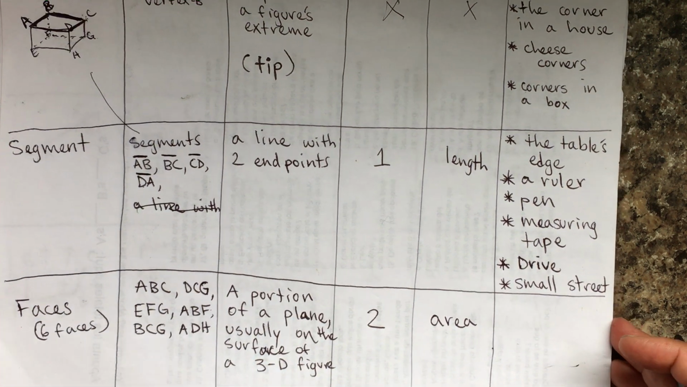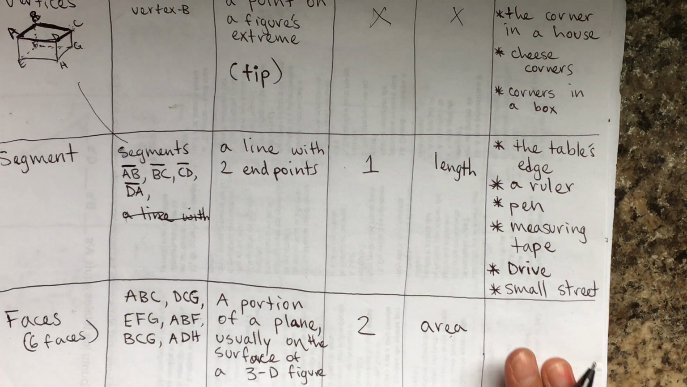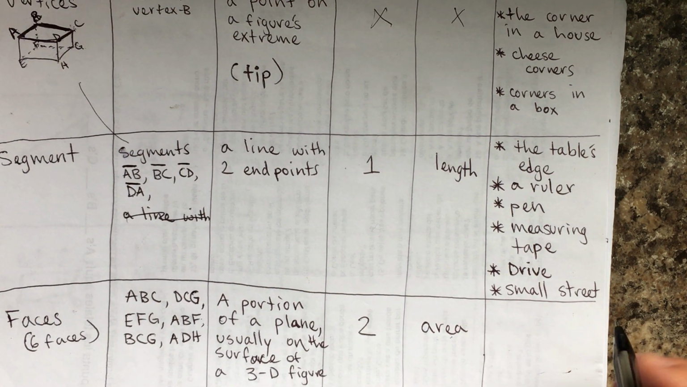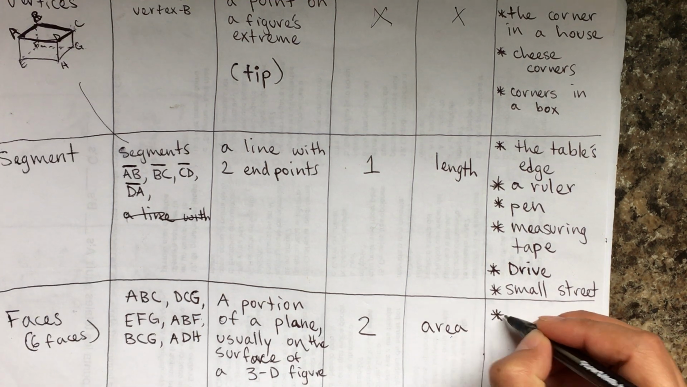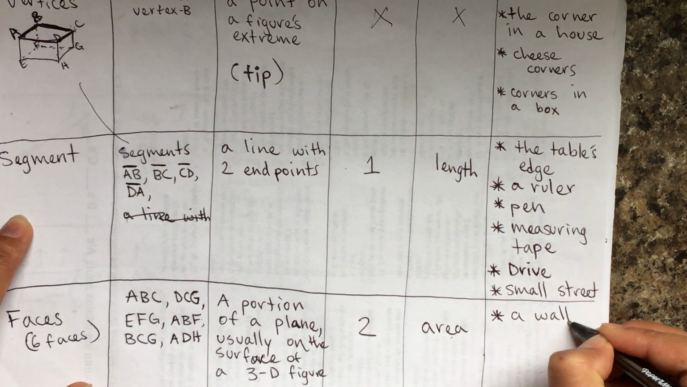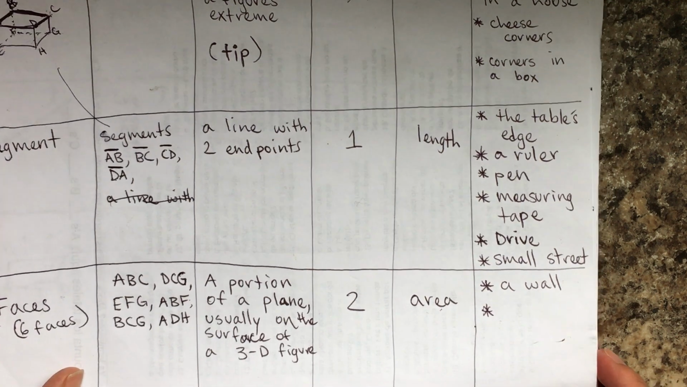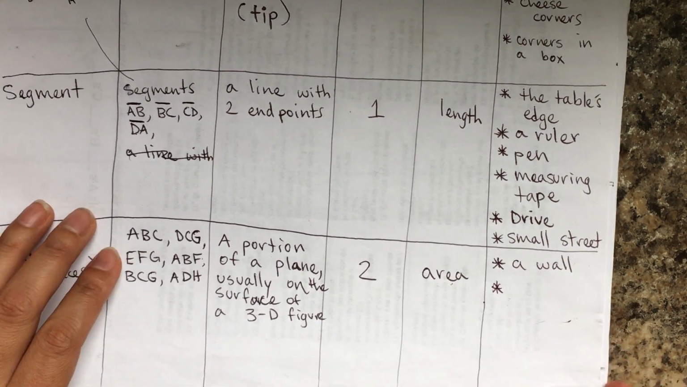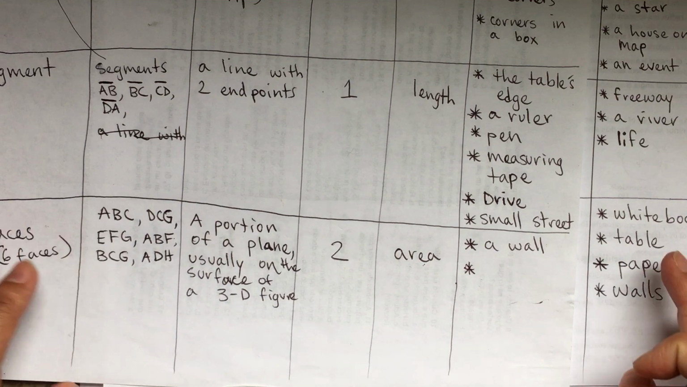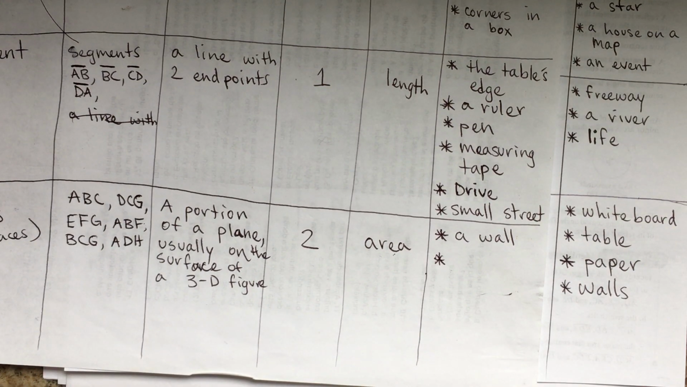And if we think about it, it will be the same thing. It's like one side of the house, one wall. So it's similar to the other one, the plane. So a wall. What else could we say? Well, we have some examples, and again it will be similar. So a whiteboard, table, paper, walls, all of those would be examples of faces.